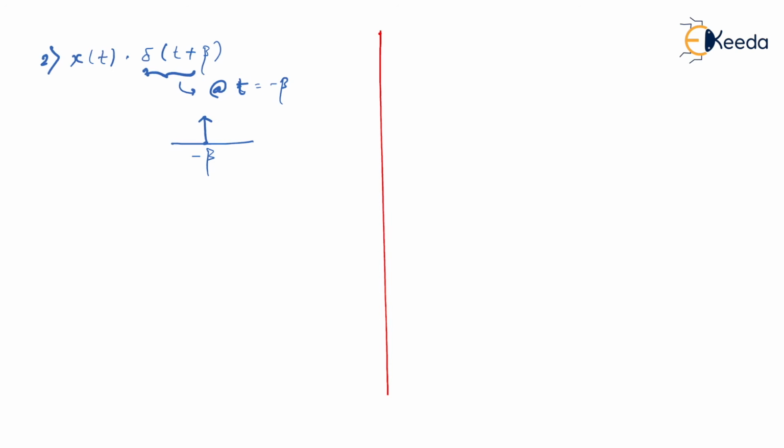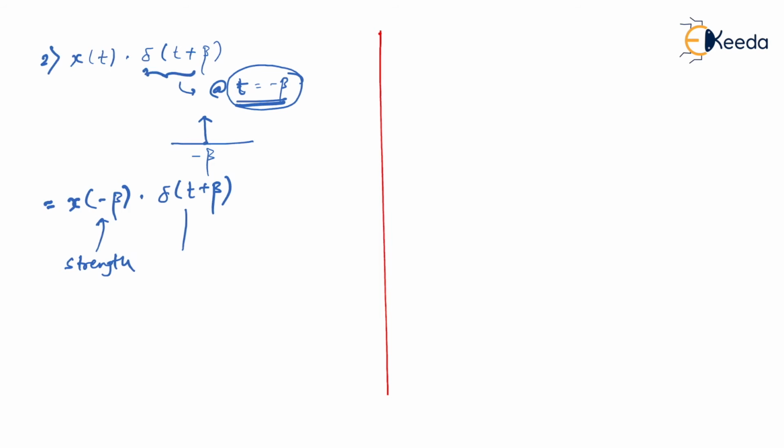Since this is present at t equal to minus beta, I'm going to substitute t equal to minus beta in x of t. That is, the argument of x of t will be replaced with minus beta. In effect, it becomes x of minus beta dot impulse signal, which is going to remain the same, del of t plus beta. Again, this is the final answer, where x of minus beta indicates the area of the impulse signal, also called the strength of the impulse signal, and del of t plus beta gives you the position of the signal.